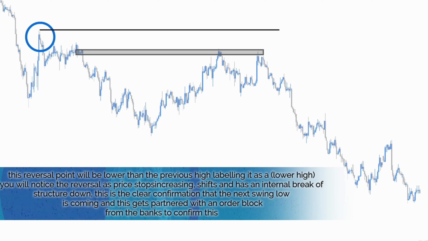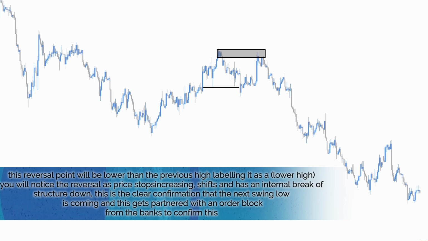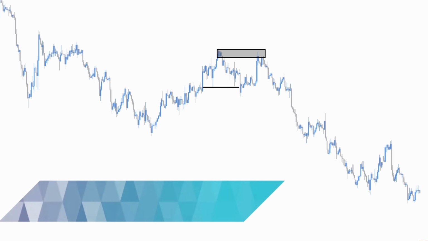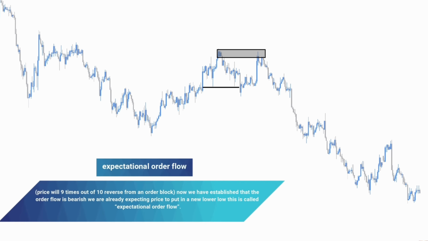You will notice the reversal as price stops increasing, shifts, and has an internal break of structure down. This is the clear confirmation that the next swing low is coming, and this gets partnered with an order block from the banks to confirm it. Price will 9 times out of 10 reverse from an order block.